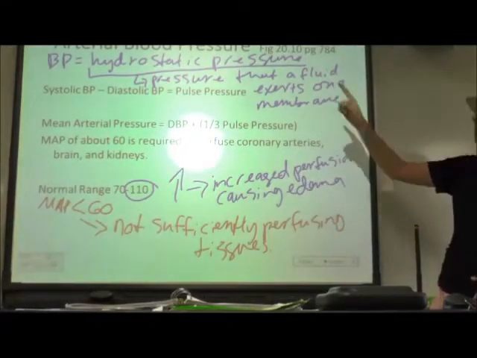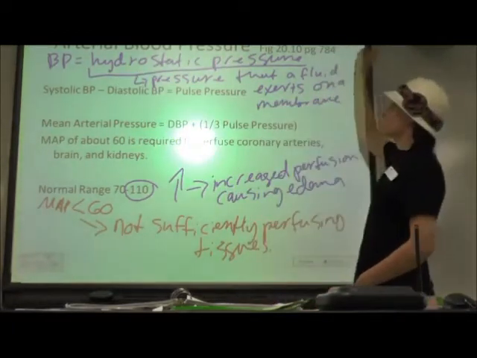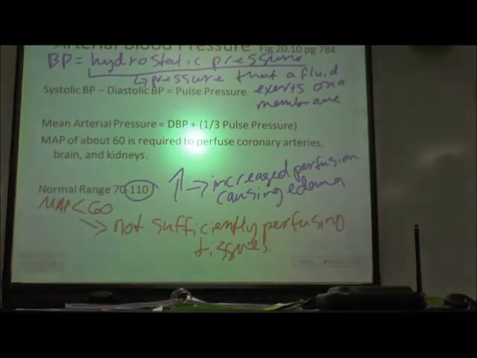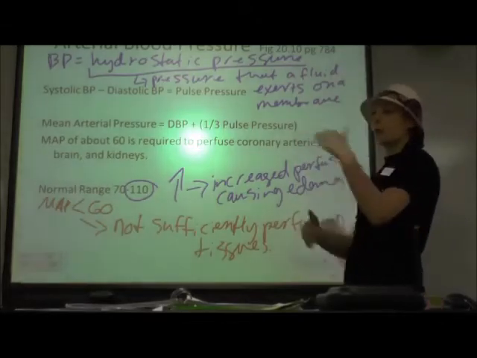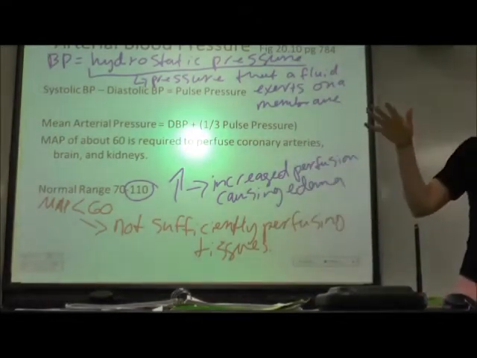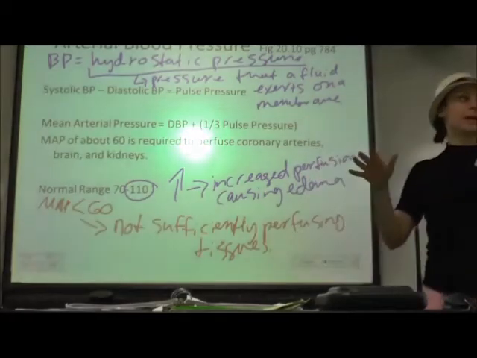In the case of the body, our blood pressure is our hydrostatic pressure, and the fluid is blood, and the membrane is the blood vessel. So that really strong contraction of the ventricles is what's moving our blood through our arteries. Most of that hydrostatic pressure, or most of that blood pressure, gets dispersed when we hit the capillary bed.